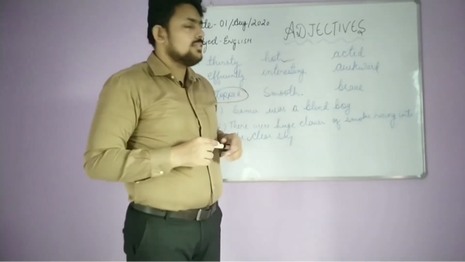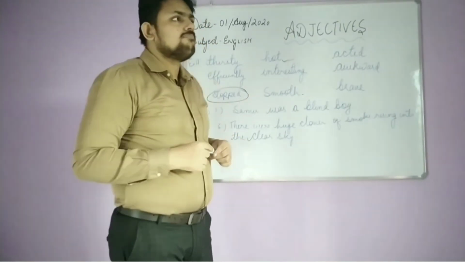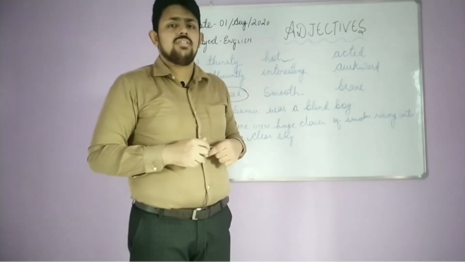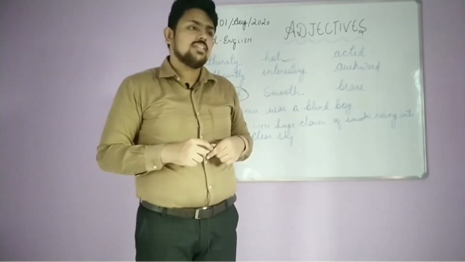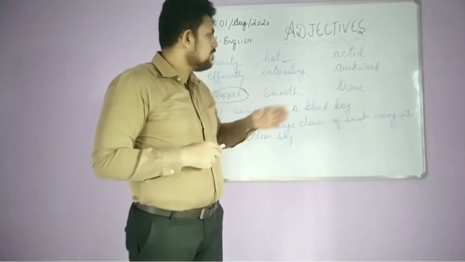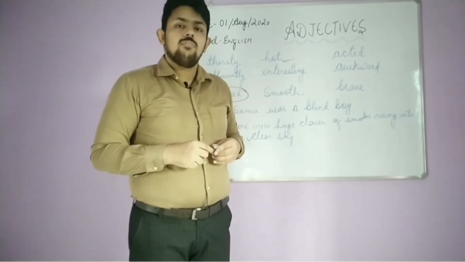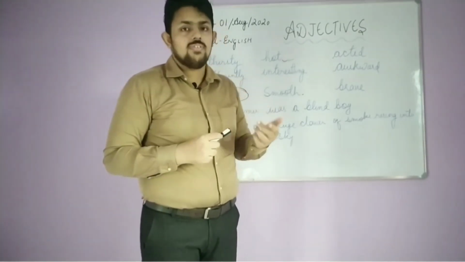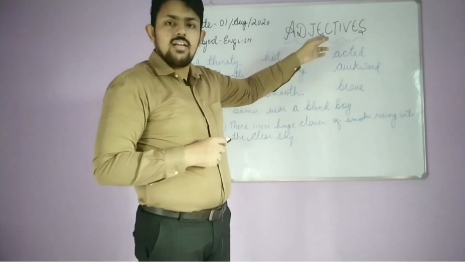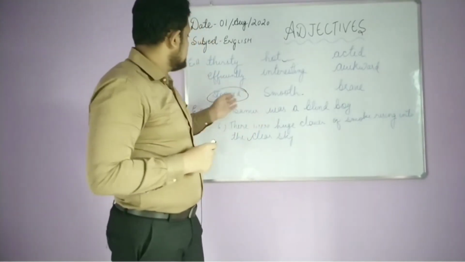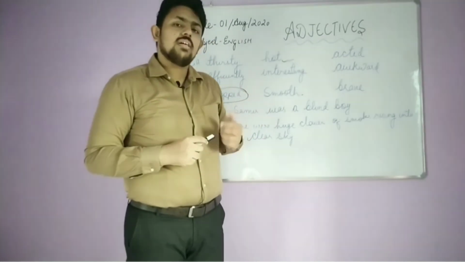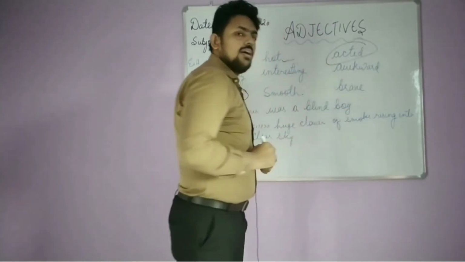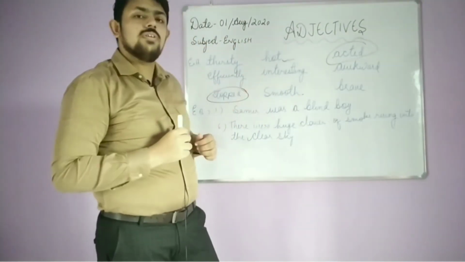Acted, awkward, brave. The guy told me a very awkward incident. So awkward is an adjective. It defines some noun or pronoun. Brave: I met a very brave soldier. So brave is defining the soldier, so brave is an adjective. Last, acted. Acted again is like stopped. It is a verb. So you will circle out acted. Got it? That is how to do the first exercise.